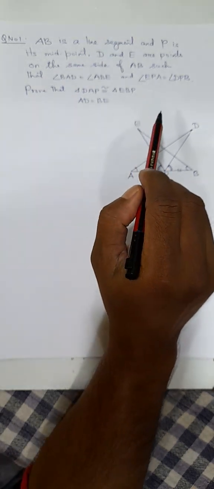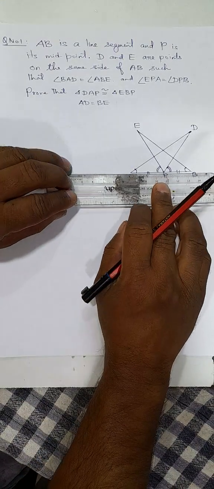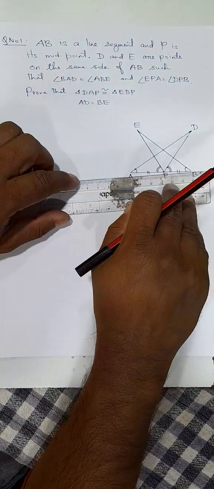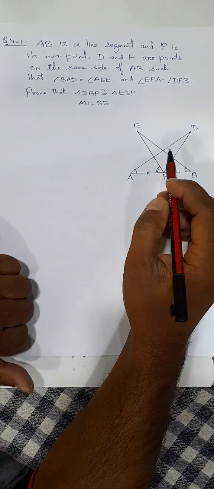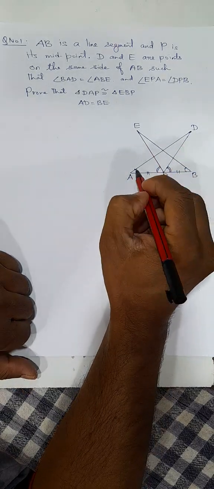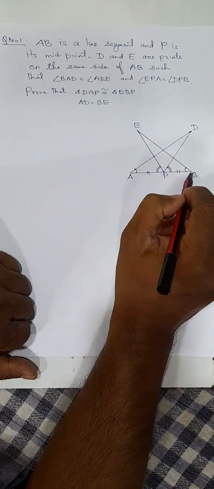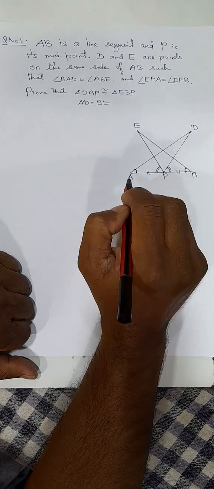D and E are points on the same side of AB, such that angle BAD equal to angle ABE. These two angles are equal.